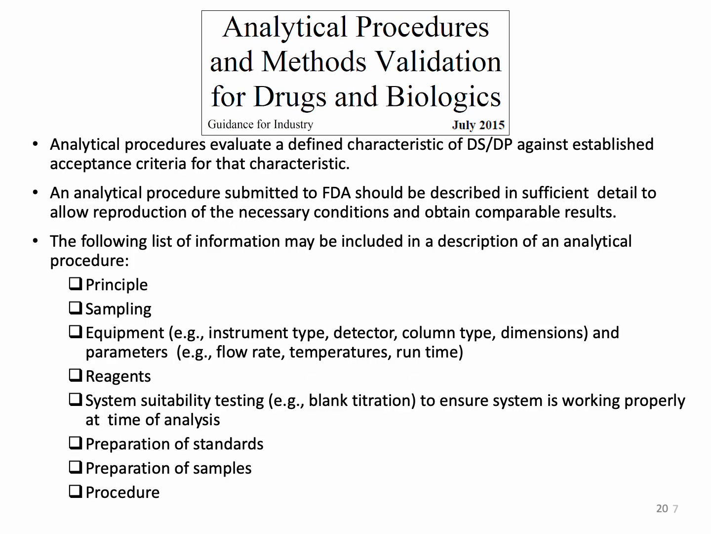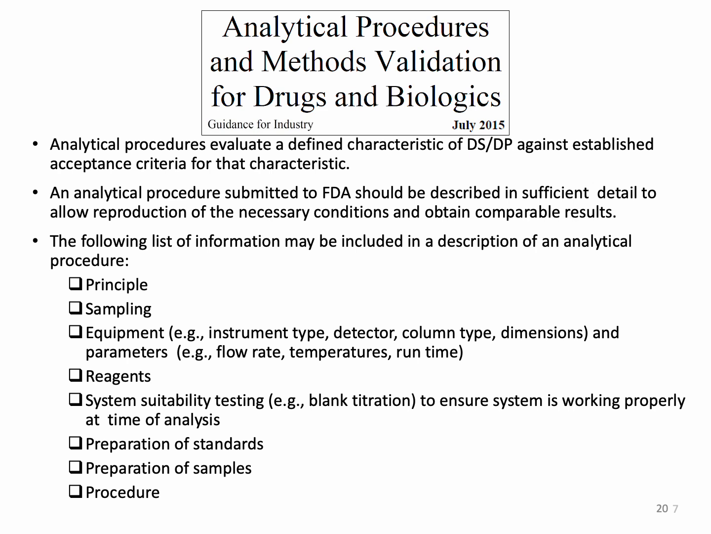So continuing with the analytical procedures, the following list of information may be included in a description of an analytical procedure. Here we are always talking about the chemistry, manufacturing, and control document. It's a document that we're going to use in order to prepare regulatory documents that we're going to add into Module 3 of the CTD format. And here, of course, we're going to look into the following information.